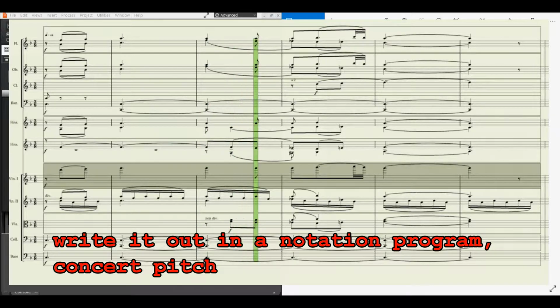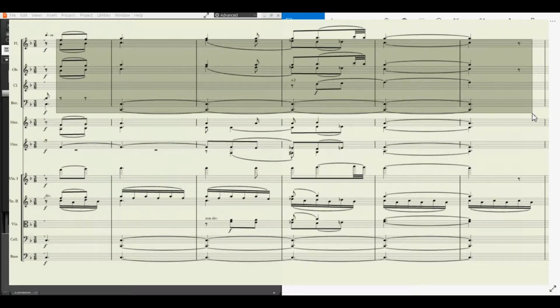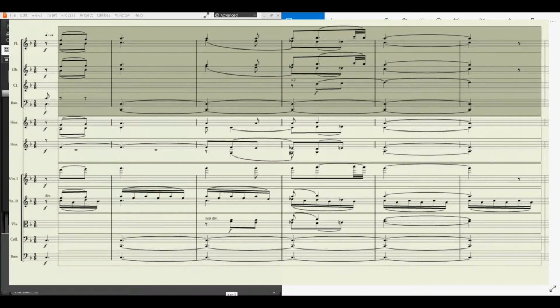Very high register. Use a notation program so you can isolate things like this. The sample playback's terrible, but let's listen to everything. And the reason I stuck this in the notation is so I can isolate parts. This doesn't substitute for listening to the real thing. I don't want to run into copyright issues, so I'm just going to do this.